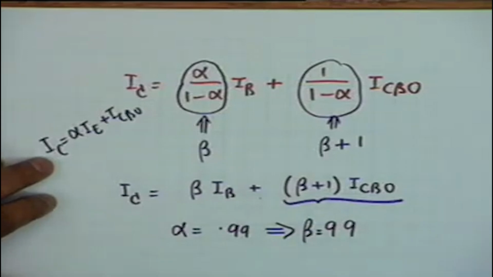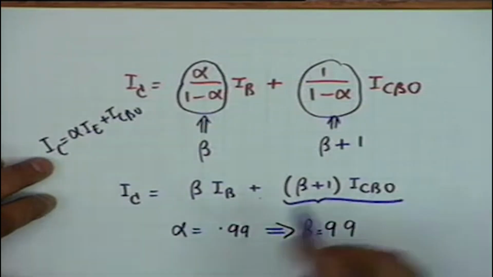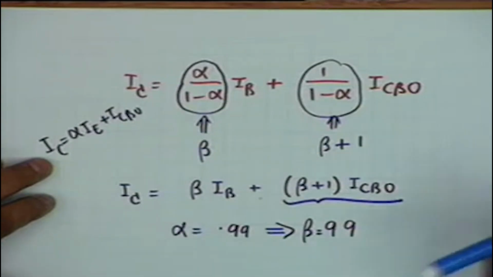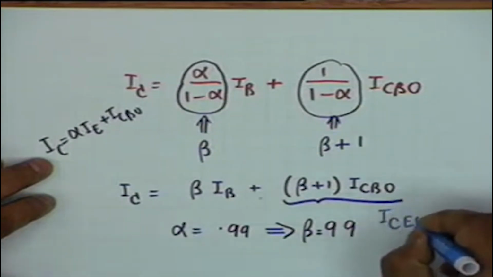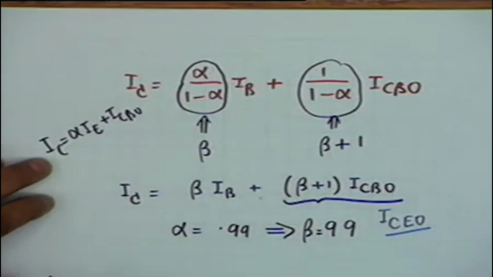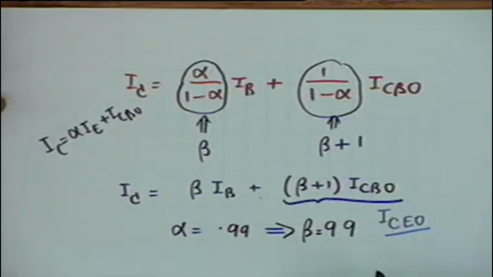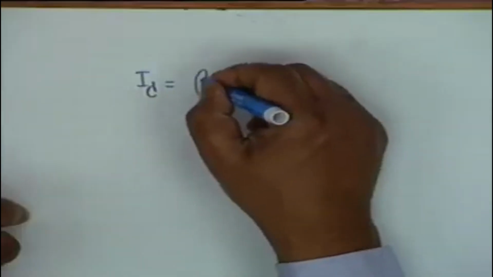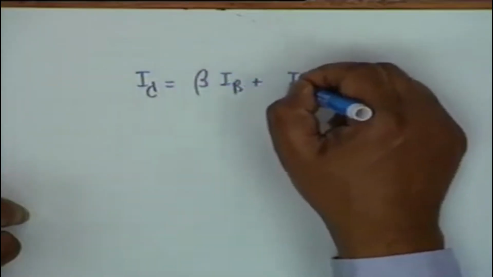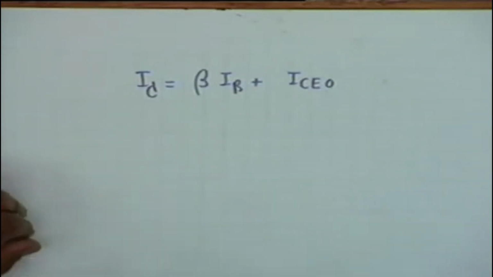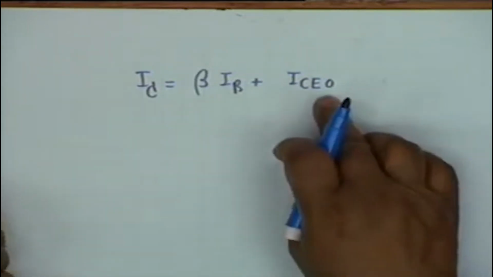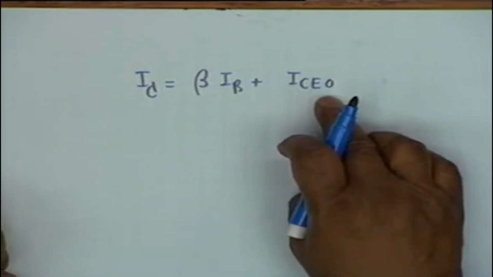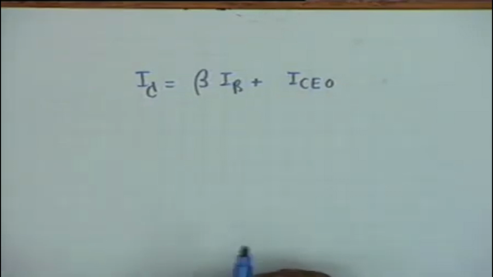current under the common emitter connection, and this current is sometimes denoted by ICEO, that is, it is the equivalent reverse saturation current under the common emitter connection. Therefore my characteristics now become I sub C, the output current, is beta I sub B plus I sub CEO, which is beta plus 1 times ICBO. Now let's look at this relationship.